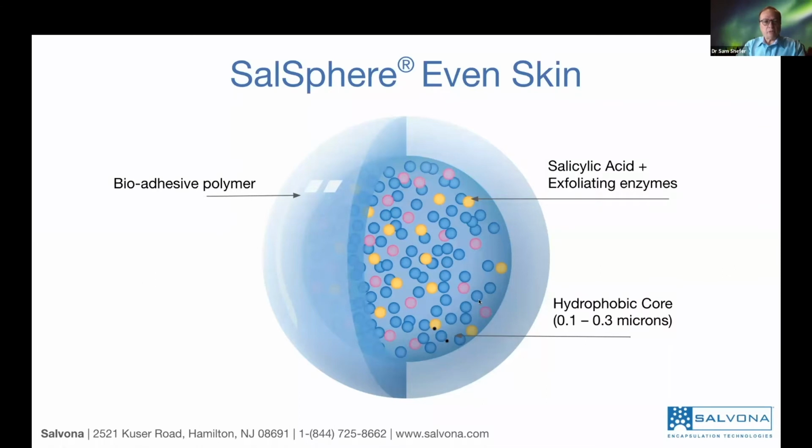The barrier properties are two. One of them is the shell, and then the ability of the functional ingredients to penetrate through the core to the skin. So SalSphere Even Skin is directed to handle the following issues: blemishes and acne. Its major feature is the ability to stick to the blemish. I will go into more detail in a special webinar that will focus on anti-acne.